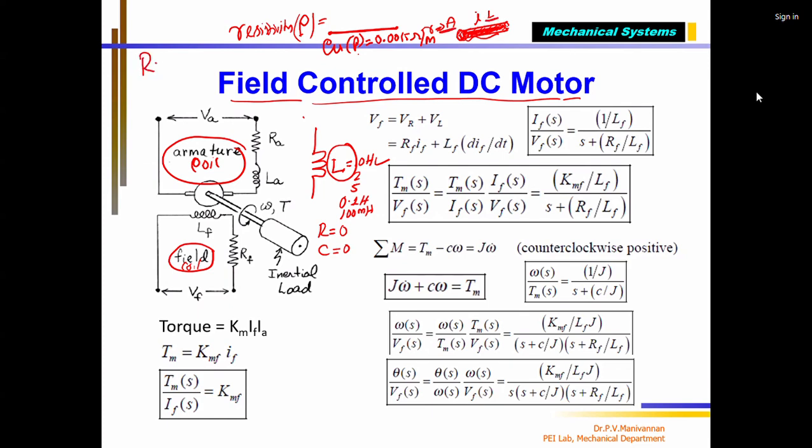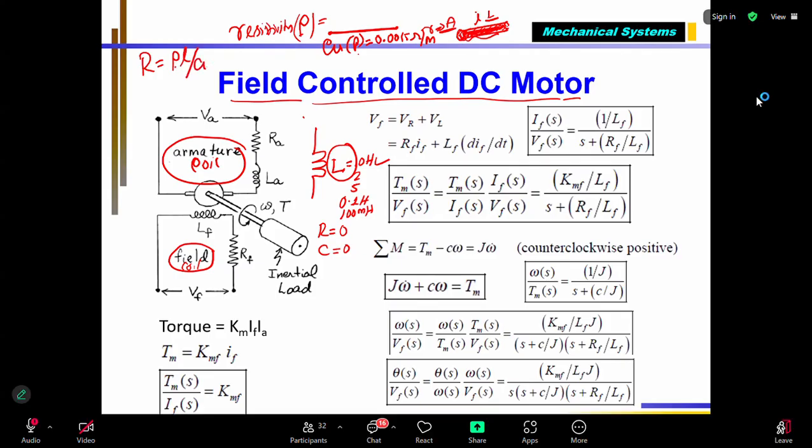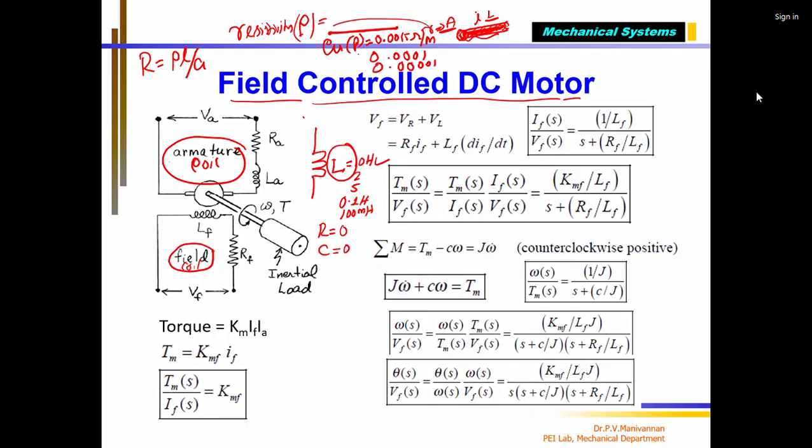I can write the resistance of the wire as R equal to rho L by A, where rho is the resistivity of the material. Copper I showed. If it is silver, it may be 0.001. If it is gold, 0.001, something like that. I don't know, I'm trying to give some examples. Each one has a different value. Please know that gold is a better conductor than silver, and silver is a better conductor than copper. Copper is better than aluminum.